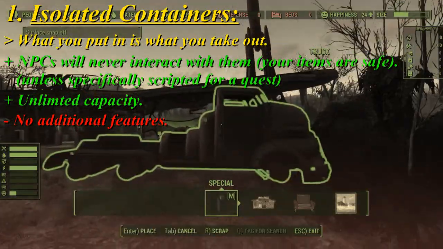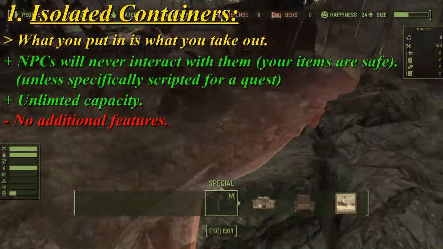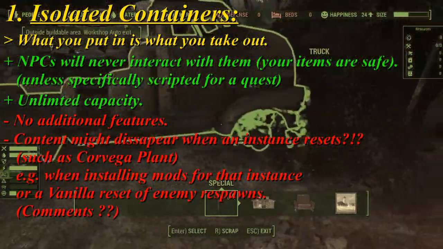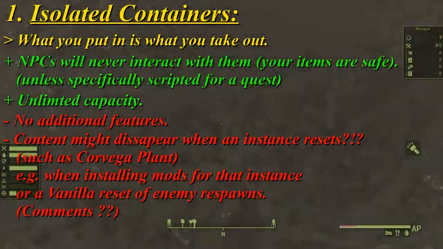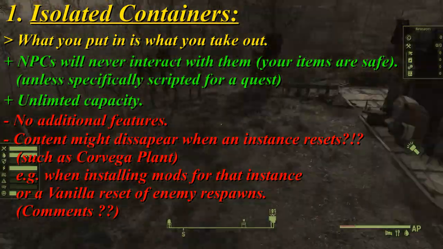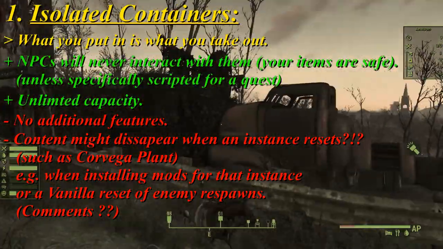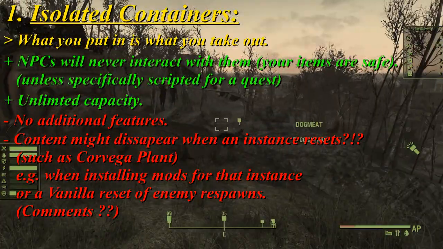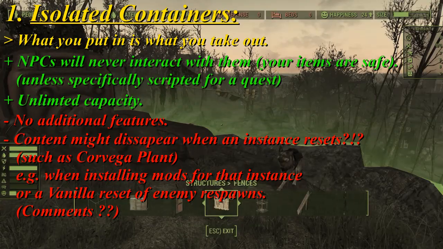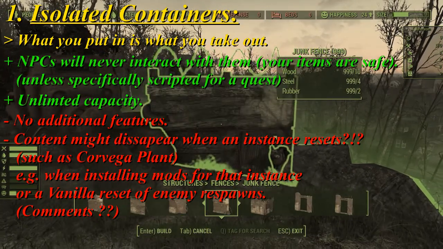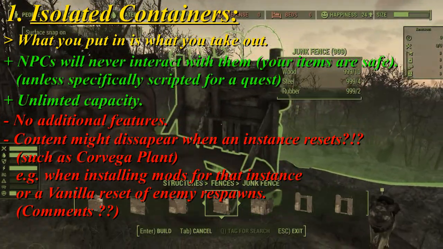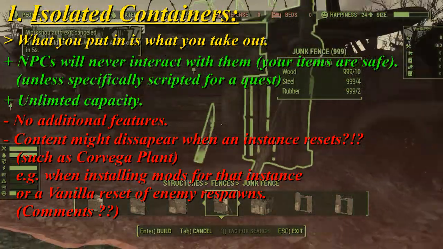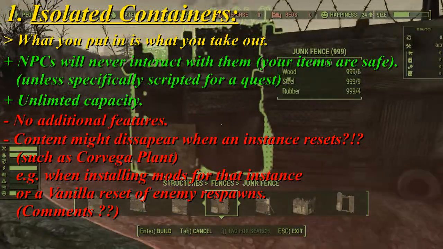As I said, what you put in is what you take out, and there might be a reset on them in certain instances where enemies can spawn after a long time. For example, the insides of the Corvega plant might reset together with the raider spawns, and anything in a container in that instance may actually disappear, but I cannot confirm that at this time. So that's for Class 1, isolated containers.